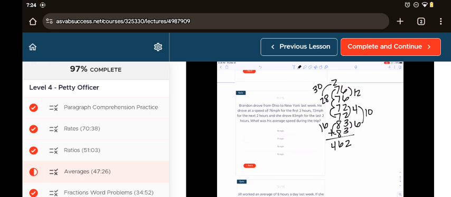So the reason I do that is because I like to group together the smaller numbers so that I don't have to do so much with big numbers in my head. So if I can group together numbers, then it's easier to add them up. Okay? So how many hours does this happen for? 1, 2, 3, 4, 5, 6 hours in total. So I'm going to do 462 divided by 6.